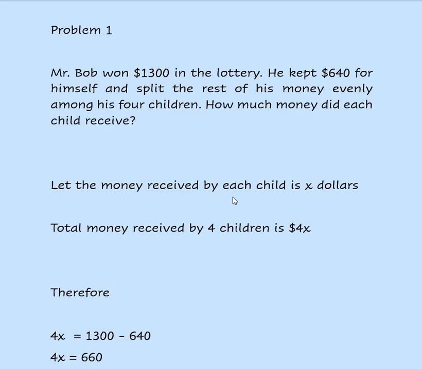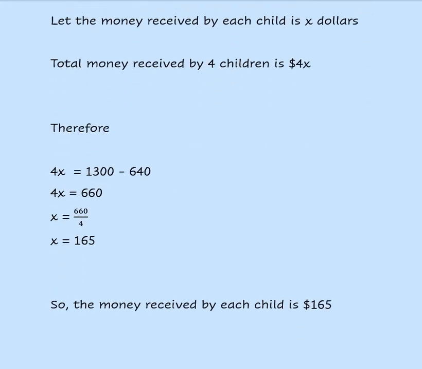Let the money received by each child be X dollars. Since there are 4 children, the total money received by 4 children is 4 times X, or 4X dollars. This 4X dollars equals the total amount of money won in the lottery minus the amount of money he kept for himself. Therefore, this 4X equals $1,300 minus 640. So we get 4X equals 660.